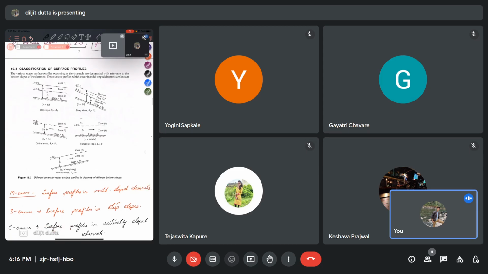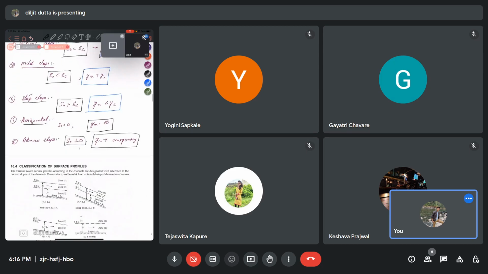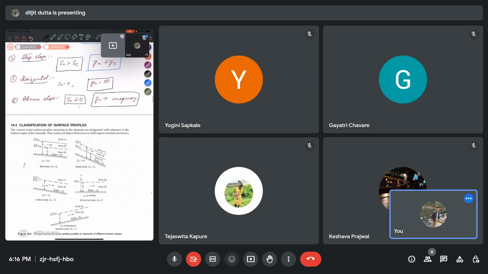The first one we will consider is the mild slope, that is S naught is less than Sc. In that case this is yn and this is yc. Yn is greater than yc.